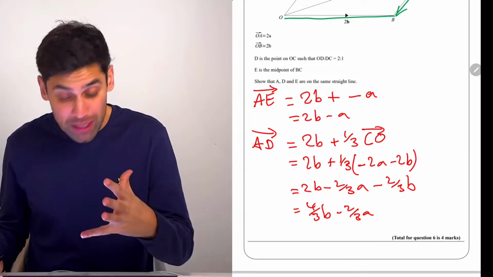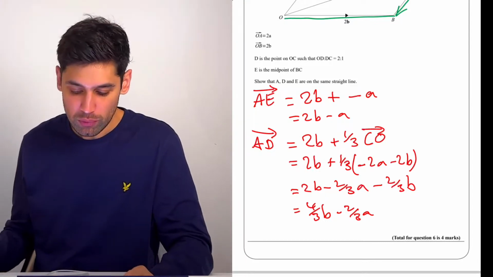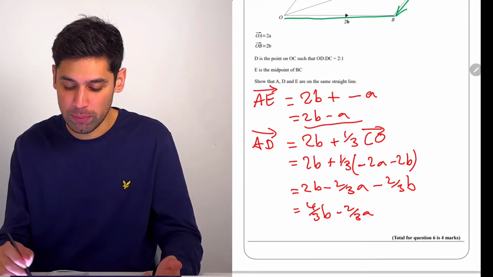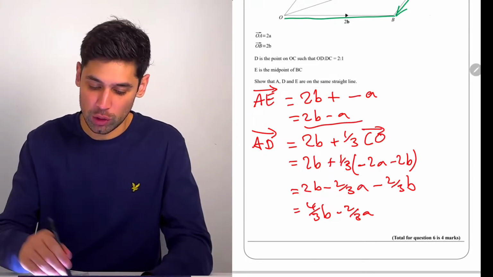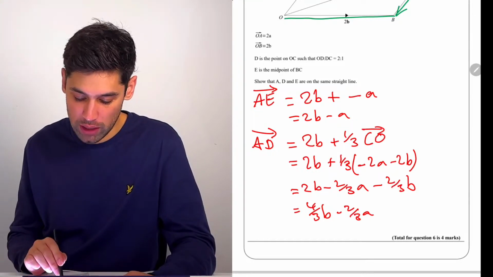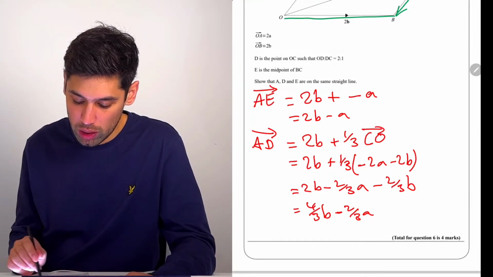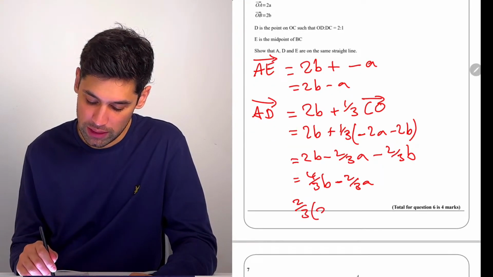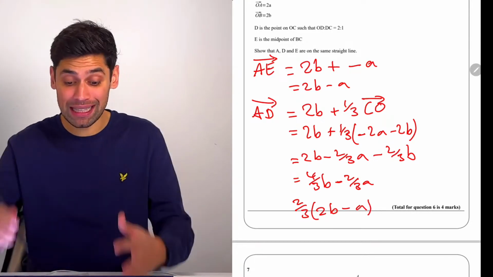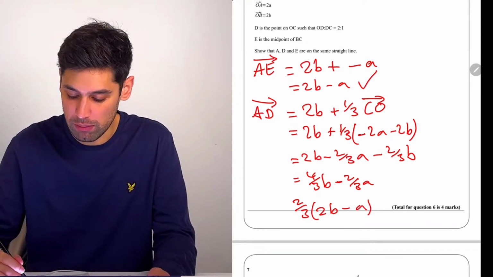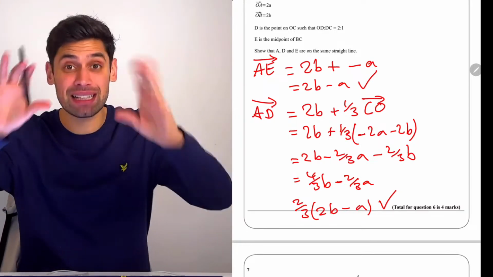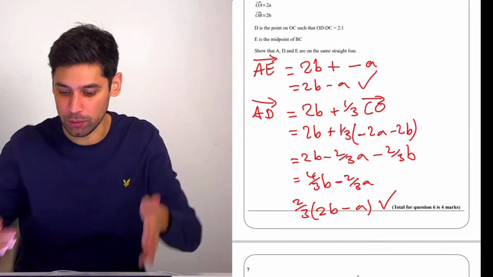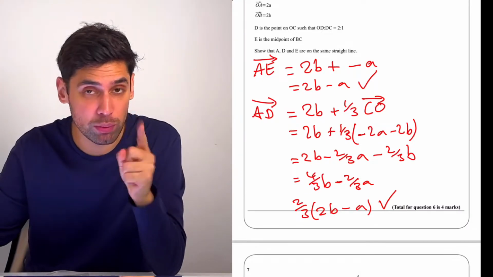We now need to prove what it's asking us. Prove they're on the same straight line. So we're just going to factorize both of them. Well, we don't need to factorize the AE one up here, 2B minus A. That's fully factorized. We can't really take anything out. So we'll leave that as it is, and instead we'll factorize this one down here. Let's take out 2/3. If we take out 2/3, what we'll be left with is 2B minus A, which is exactly the same as what we had up here. The 2B minus A and 2/3 of 2B minus A, meaning they're the exact same direction, just one has a length of 1 and the other one has 2/3 of that value. So we've proved that they're parallel because they're both multiples of the same vector.